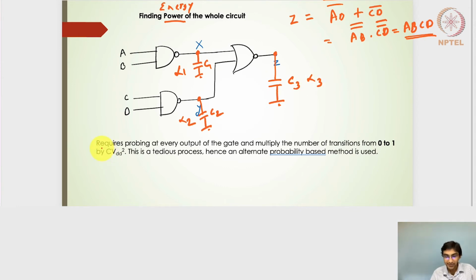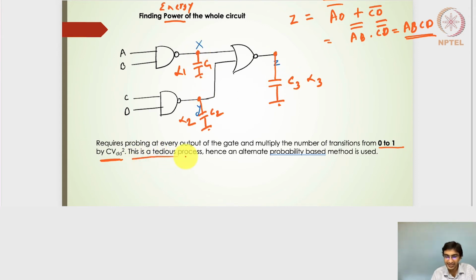So finding out the activity factor requires probing at every output of the gate and multiplying the number of transitions from 0 to 1 by C VDD square, right? If I have to do C1 VDD square, I need to multiply by alpha 1, and I can only find alpha 1 if I know the switching frequency of the X output node, the Y output node, and the Z output node, related to the clock frequency. Then I should be able to find alpha 1, alpha 2 and alpha 3, put them across the equivalent capacitance and find the overall energy at each of these nodes, right?